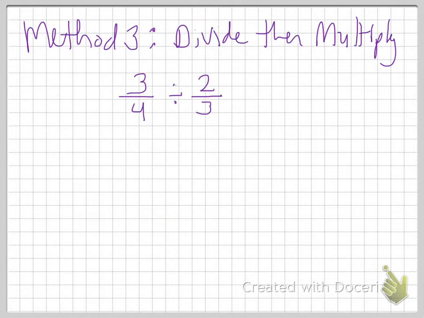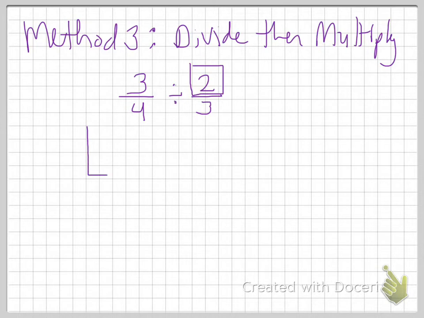Now this next method tends to be the least popular, so if you don't like it, then that's okay. But if you do like it, that's really awesome. I'm proud of you. This is the divide then multiply method, and the divide happens when we first divide by the numerator of the second fraction.